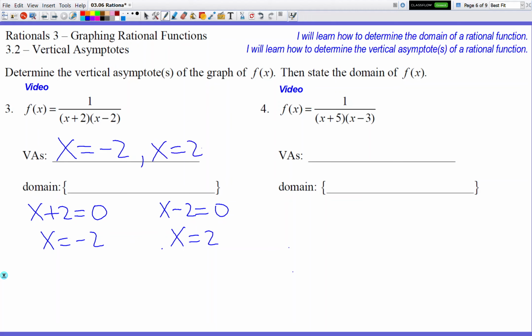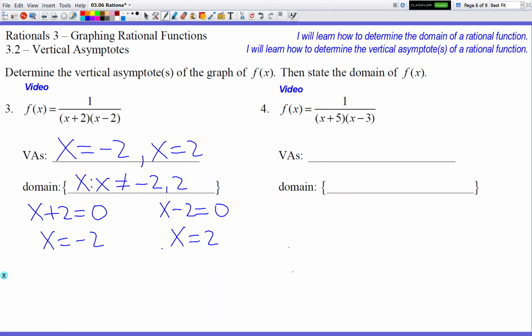So I want you guys to write it as separate equations. If you don't write it as separate equations, you're not going to get full credit. Okay? For domain, you can do it all as one. You don't got to write it separately for domain. So you can write x colon x, not equal to, and not equal to the 2 numbers that we found our VAs to be. Okay?